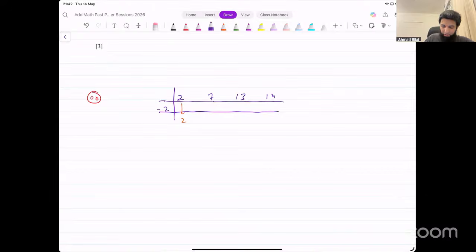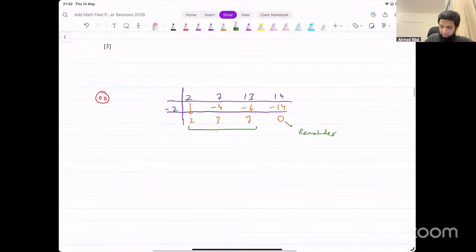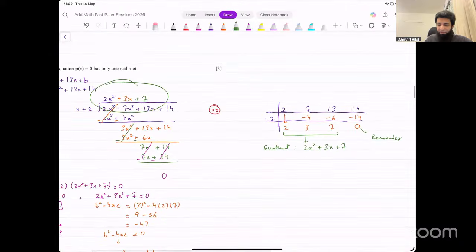We multiply negative 2 with 2, and that gives me negative 4. Add these two numbers, that's 3. Multiply negative 2 by 3, that's negative 6. Add these two numbers, that gives me 7. Multiply these two numbers, minus 2 into 7, that's negative 14. And that gives me 0. This is the remainder, that is 0. And these three terms give us the other factor, that's the quotient, and that is 2x squared plus 3x plus 7. That's exactly what we got there as well, 2x squared plus 3x plus 7.